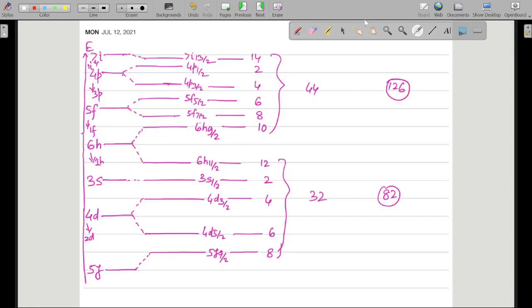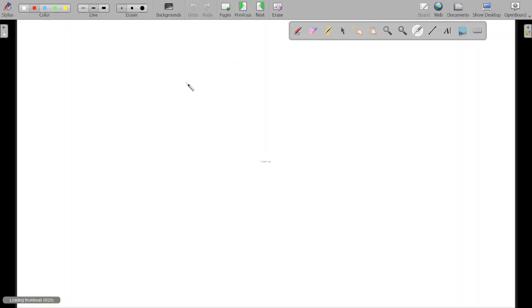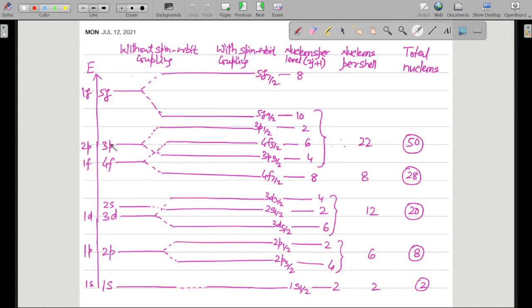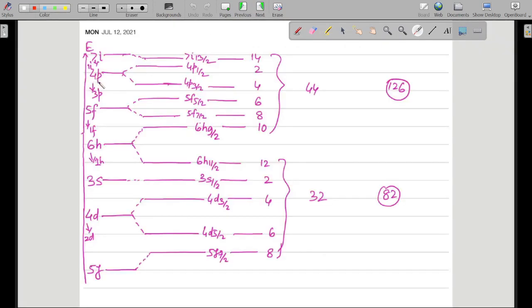After 5F, what do we have? According to that particular trick, after F we have P. So it will be 4P. Why 4P? Because 3P has already been done over here, you can see. So that's why it will be 4P. Now for P, L equal to 1. So 1 plus half, 1 minus half. So 1 plus half is 3 by 2, 1 minus half is 1 by 2. So 3 by 2 and 1 by 2. You can clearly see that 2 into 3 by 2 plus 1, that is 4. 2 into 1 by 2 plus 1, that is 2. Still magic number not encountered after calculating the total number of nucleons, so we will go to the next level.